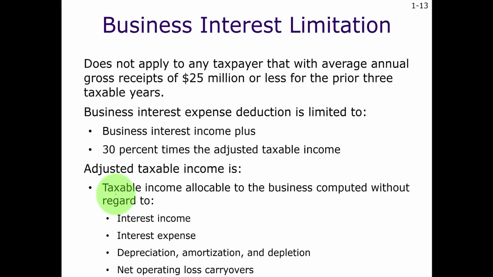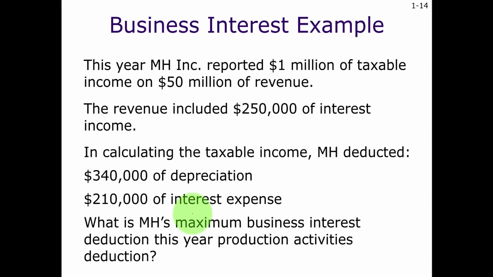Business interest rules have been updated for the past year, beginning 2018. For most small businesses, meaning under $25 million, averaging for the past 3 years in gross receipts, this rule doesn't apply to them. Okay, so most businesses we deal with are this small, but if you're dealing with a large business, you have to go through this limitation of business interest expense. So I'll just skip through this example here.